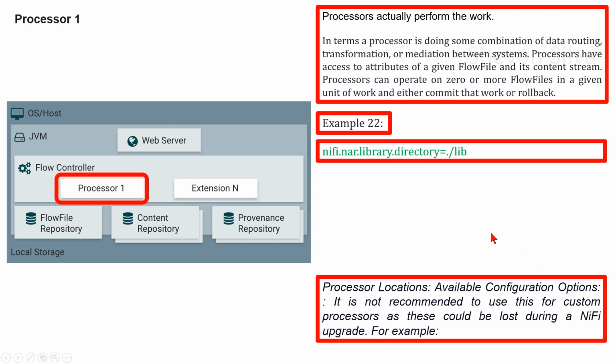Now we are considering available configuration options in processor locations. For example, this one, nifi.nar.library.directory, is used for the default location for provided NiFi processors. It is not recommended to use this for custom processors, as those could be lost during a NiFi upgrade.